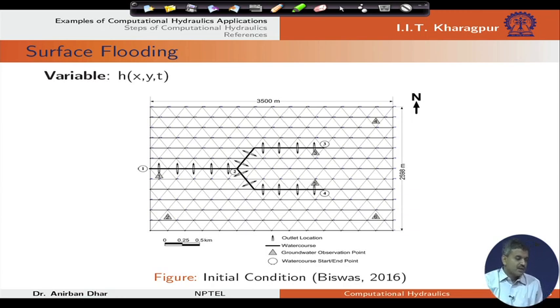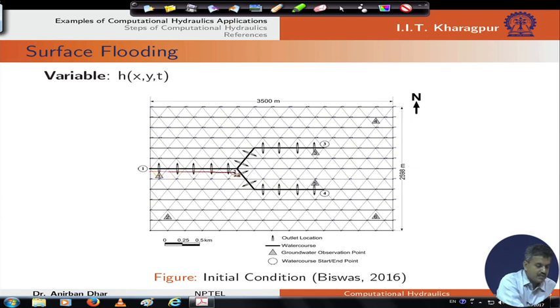So next one is surface flooding. We need to figure out what is the depth of surface flow within our maybe irrigation commands. Let us say this is our channel system, and from the channel there is flow towards the field. With this flow there will be surface flooding, and we need to find out what will be the depth of flooding within this area, or surface flooding for each cell.